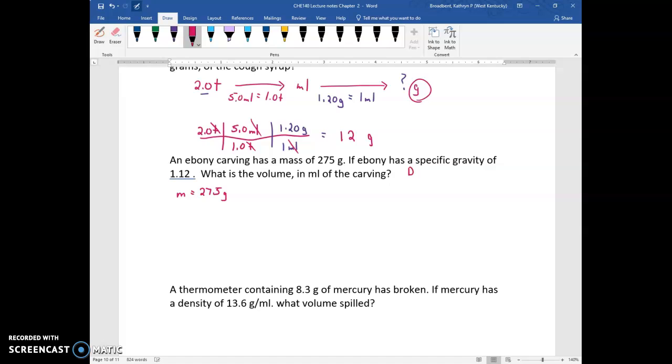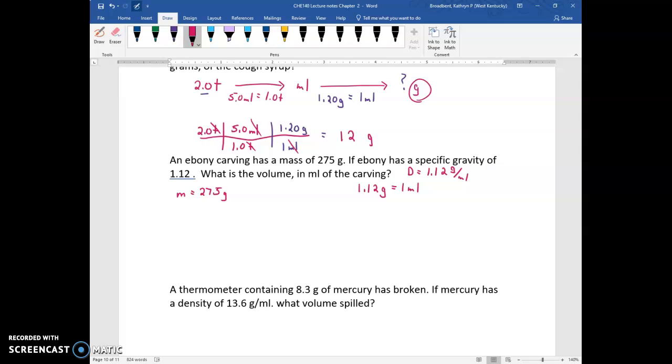And so the density is equal to 1.12 grams per milliliter. Whenever you have anything over something, grams per milliliter, we can rewrite this as 1.12 grams is equal to or found in 1 milliliter. That's going to be one of our equalities.